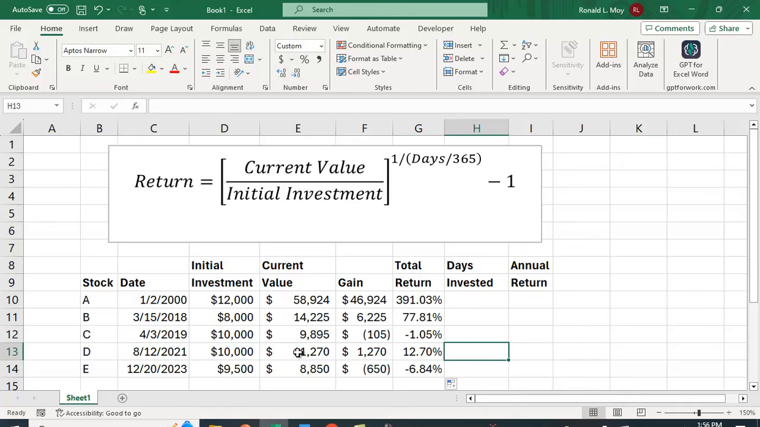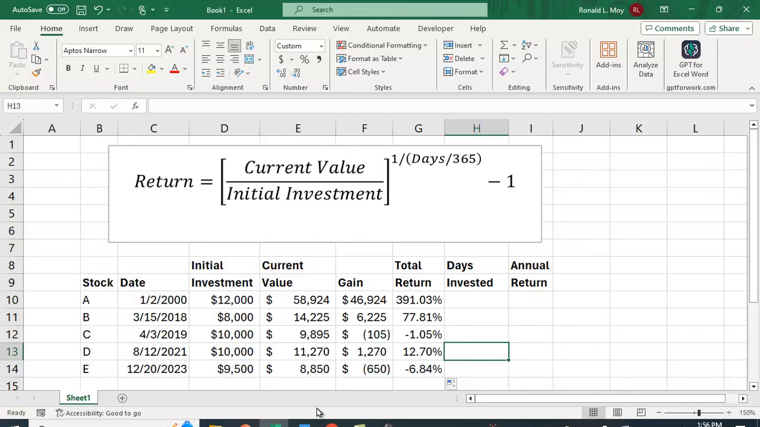Why? Because, while the return might be a little bit better than looking at just the dollar gain because you have different amounts invested, it's not fair because you've held these for different time periods. Stock A you bought in January of 2000, stock B you bought in March of 2018. So while you've gotten a much bigger total return here than you have with B, you've also held it for 18 years longer. So that's not a fair comparison.